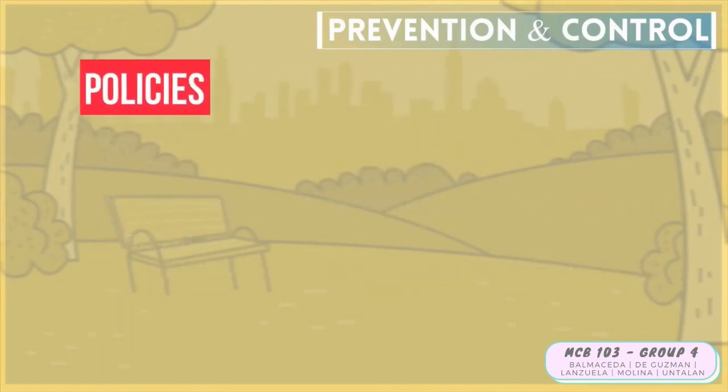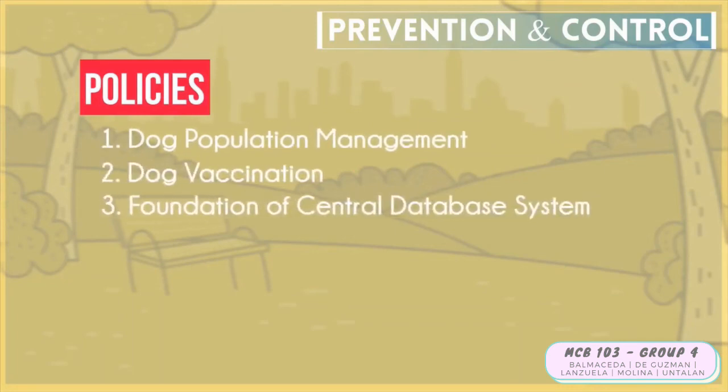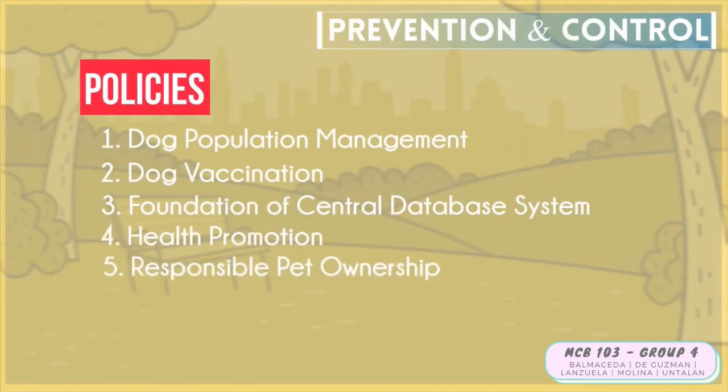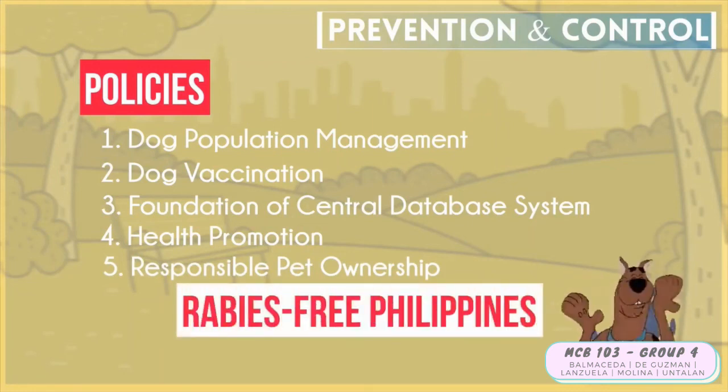Other policies directed in the prevention of rabies virus are dog population management, dog vaccination, the foundation of the central database system, health promotion, and responsible pet ownership. All of these movements are needed to be implemented to realize the vision of a rabies-free Philippines.